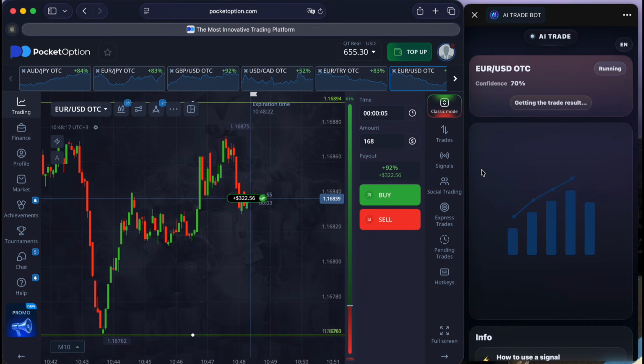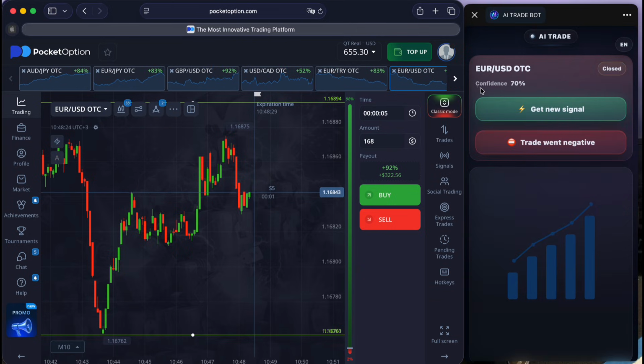There is a first deposit bonus of $155. We close the first entry point in the plus with 70% confidence without any problems. The bot gives us the perfect entry point here. Opening to the nearest second, we add $150 to our deposit. But I'm not going to stop there.